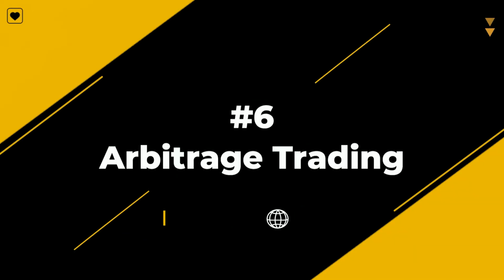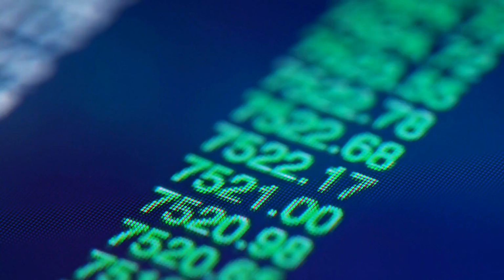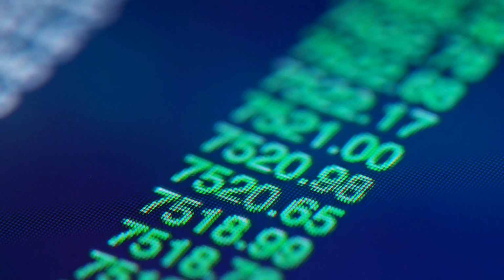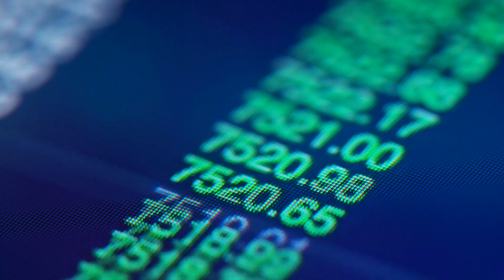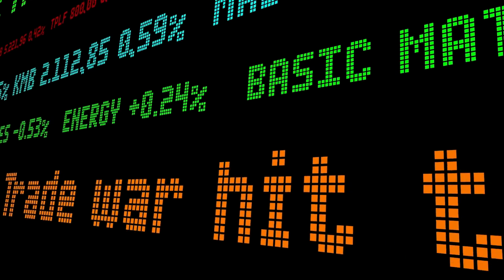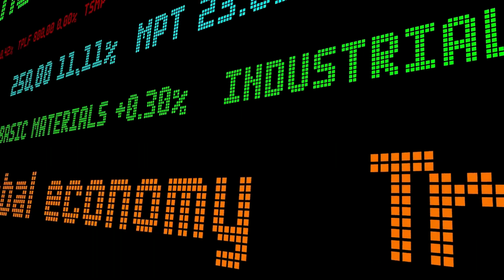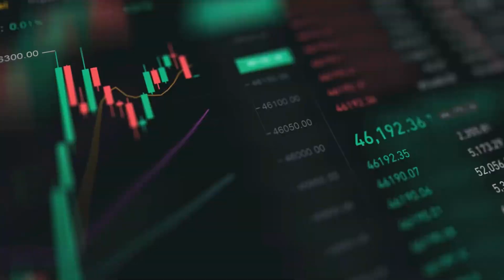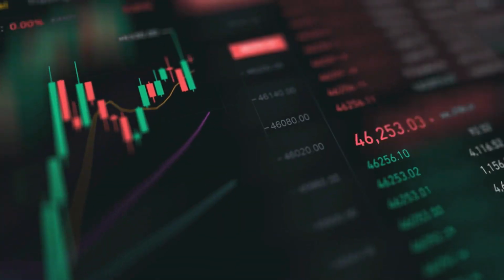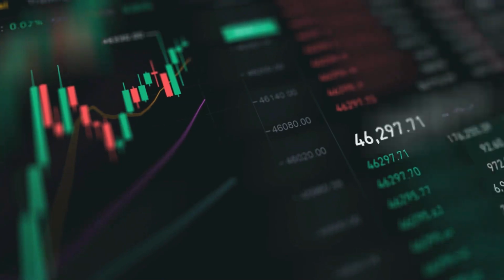Number 6. Arbitrage trading. Arbitrage trading involves exploiting price differences for the same cryptocurrency on different exchanges or across various trading pairs. Traders buy at a lower price on one exchange and sell at a higher price on another, making a profit from the price discrepancy. Arbitrage opportunities are often short-lived and require fast execution and efficient funds transfer between exchanges.